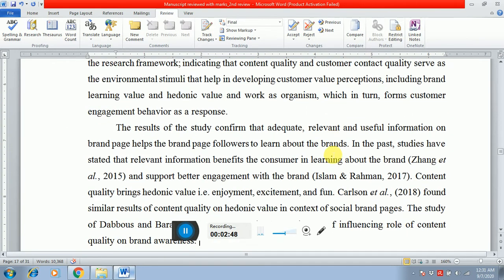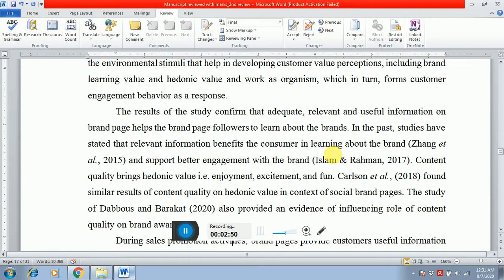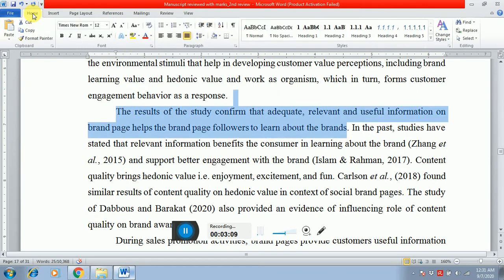In the second paragraph, you have to discuss the results you received while performing the PLSM or hypothesis testing. So in the results, you can see that the result of the study confirmed that adequate, relevant and useful information on brand page helps the brand page followers to learn about the brand. You can see that this result is related to content quality with brand learning value. Content quality means that the adequate and relevant or useful information helps the followers of the brand page to learn about the brand.